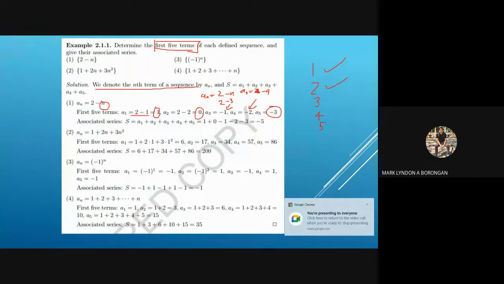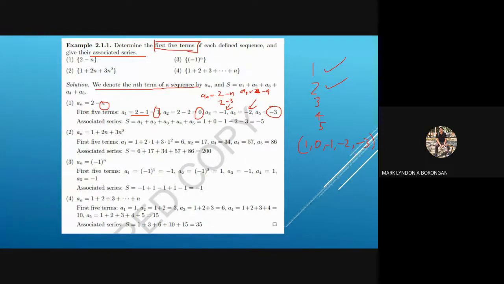Now, we are also asked to give the associated series. Since we have our sequence, our sequence will be 1, 0, negative 1, negative 2, and negative 3. That is our sequence, guys. It is separated by commas.